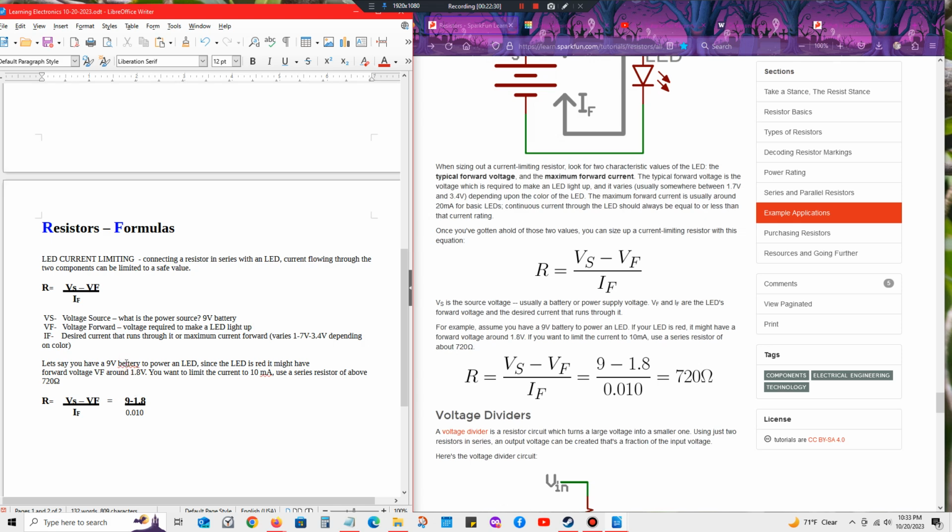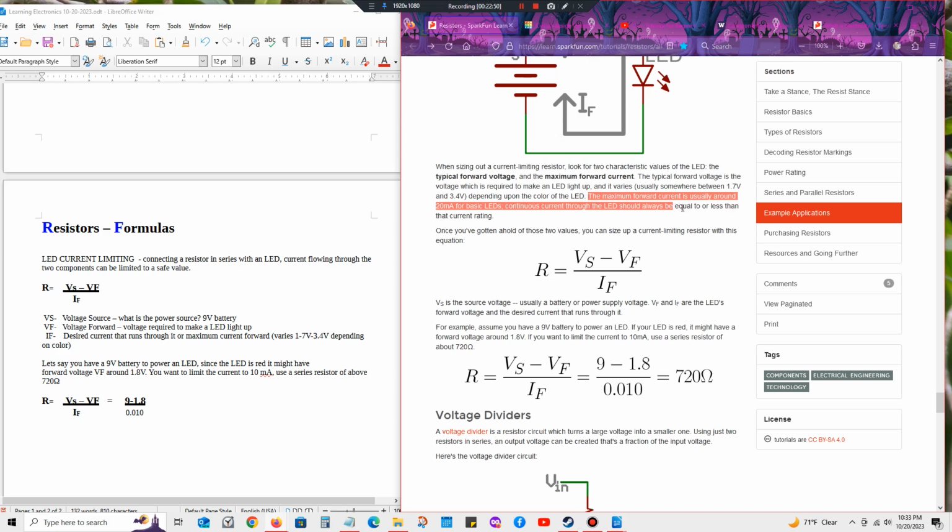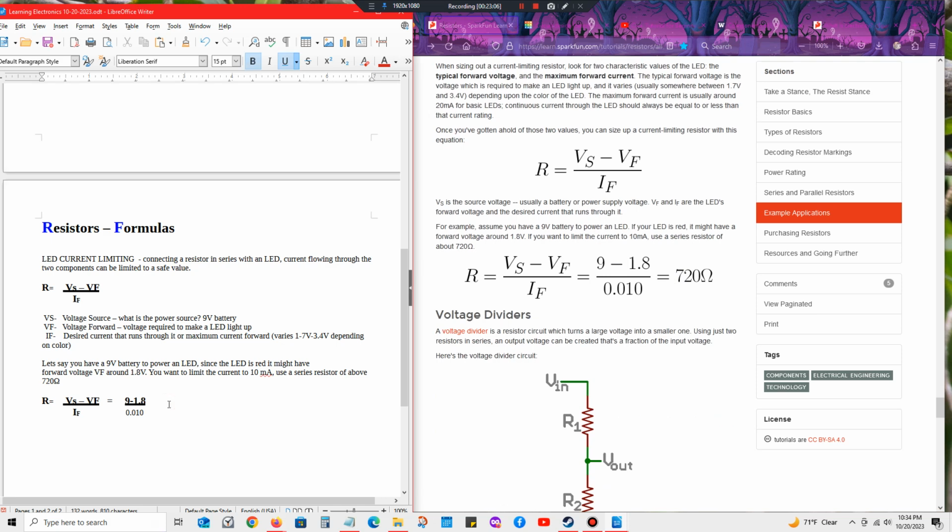So, oops, spelled that wrong. Okay. So I like to kind of put in my own words without typing everything word for word. Oh, I guess I didn't read this part. It says the maximum forward current is usually around 20 milliamps for basic LEDs. Continuous current through the LED should always be equal or less than that current rating. Okay, and so that's the math.